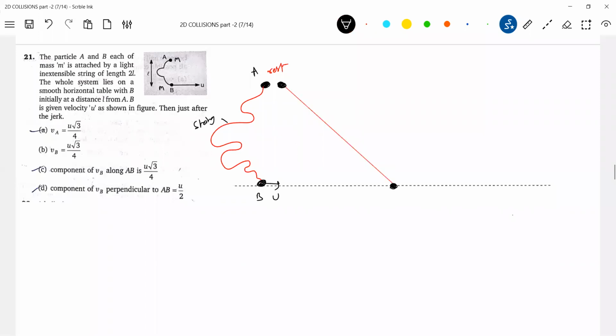Or it will become straight. So there's a sequence you take. Now the B, what will happen is it's having a velocity. Very next moment the string will become taut. There's a sequence that you can show now. After this, what will happen?